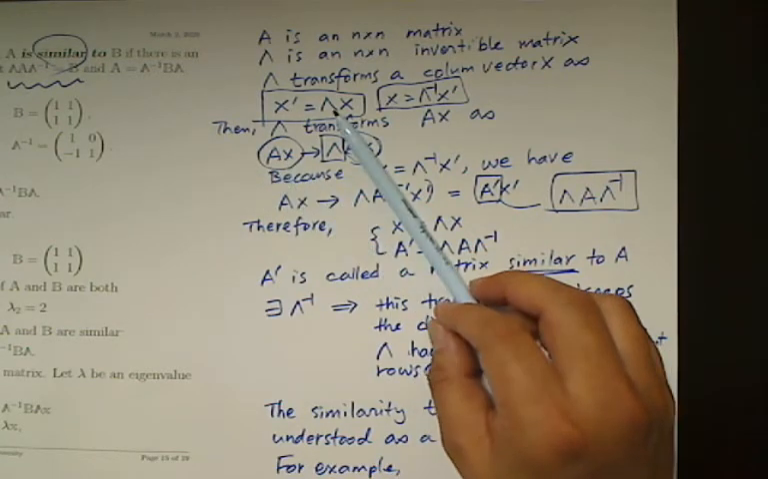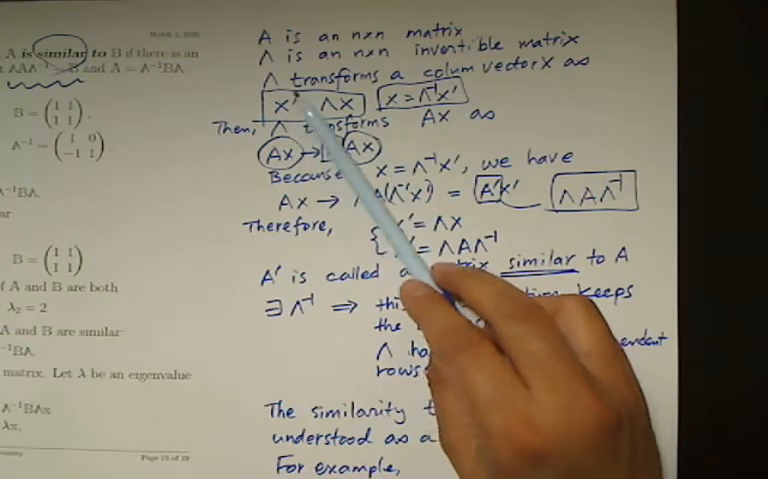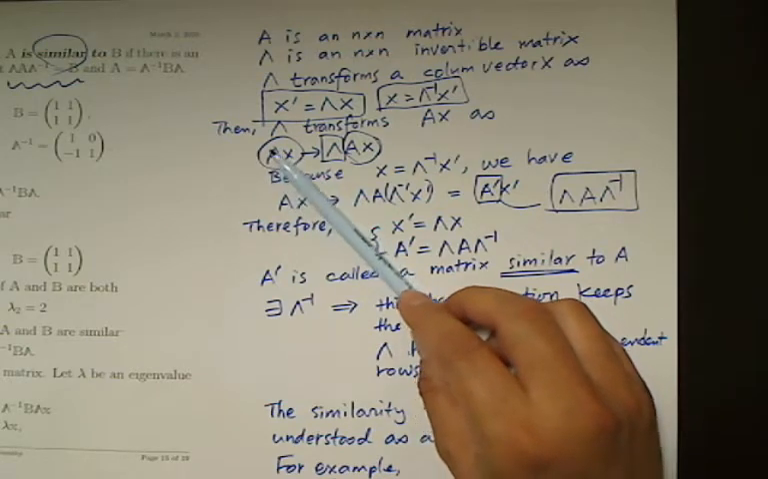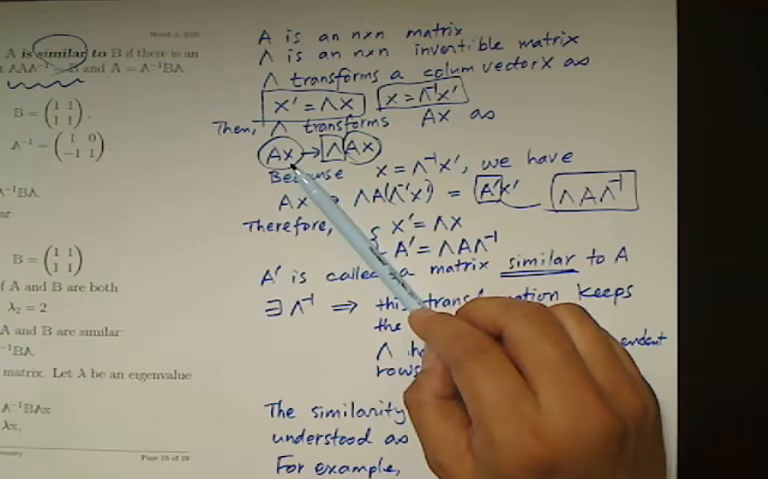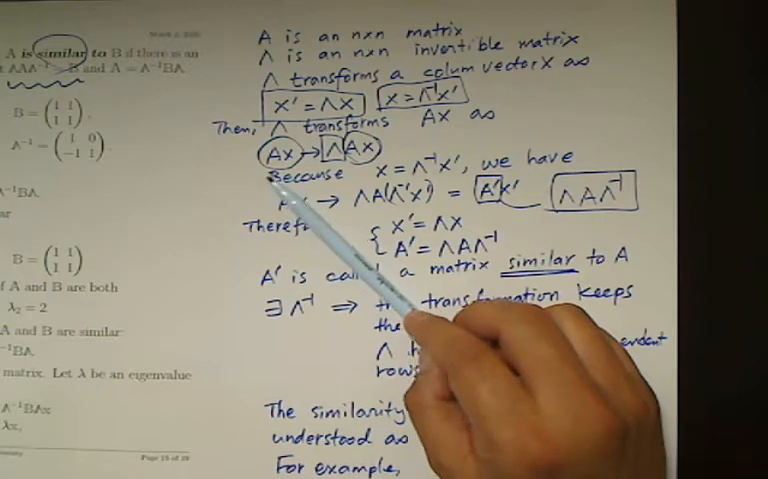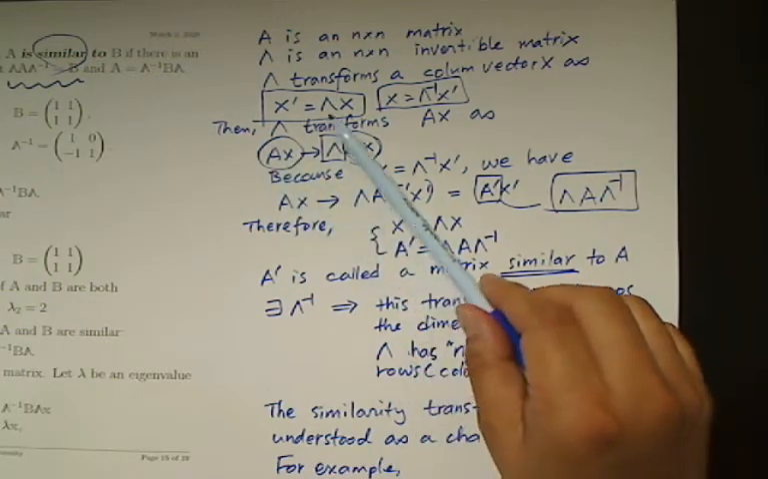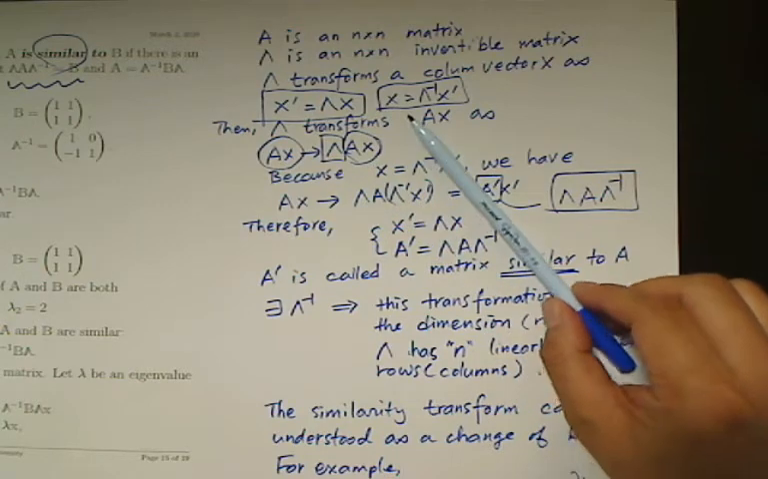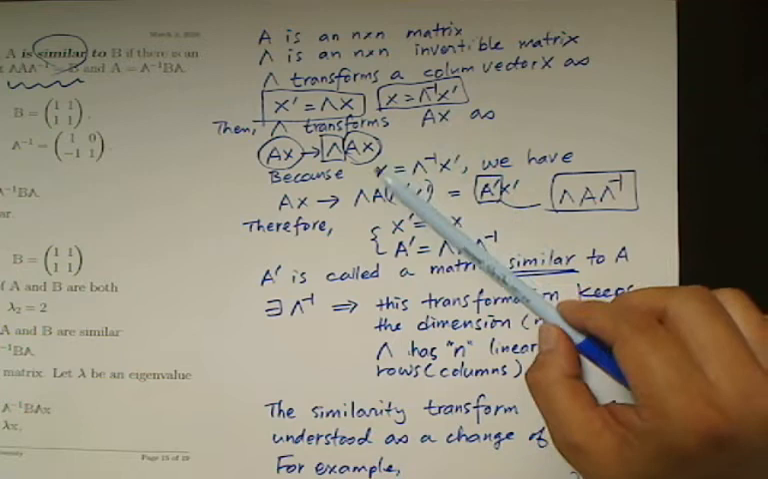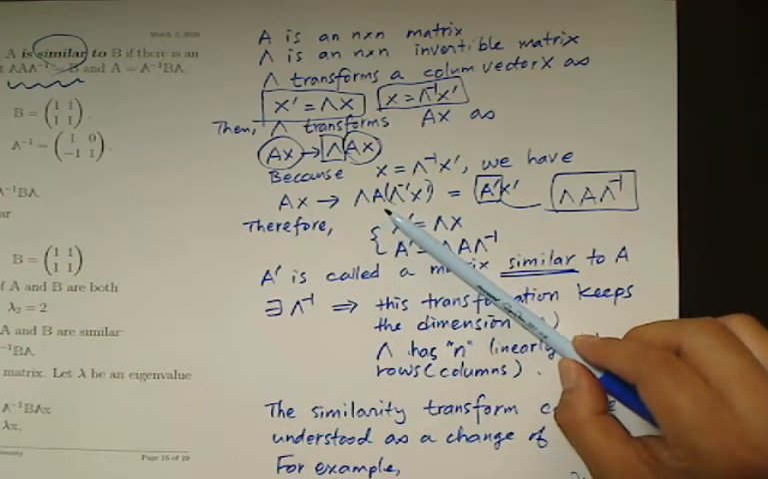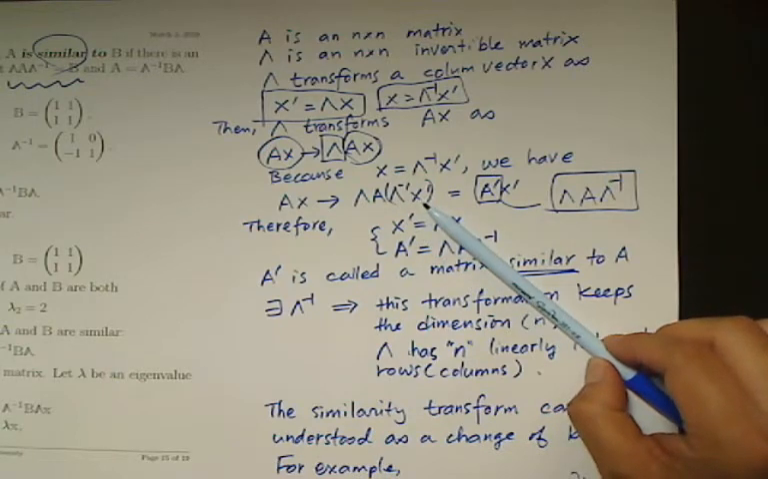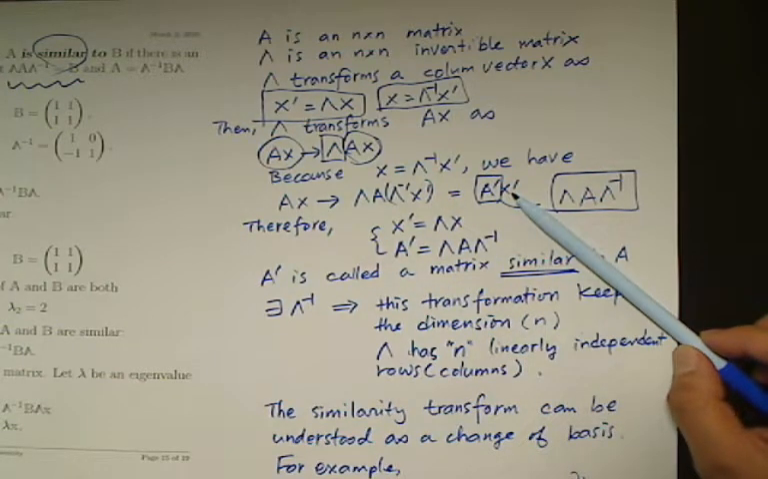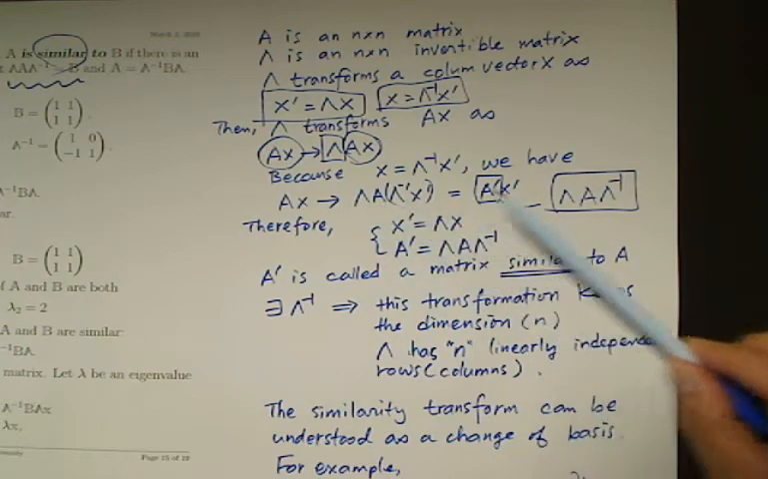Because lambda transforms a vector in this form by multiplying lambda to that vector, we notice that A times X is a vector, because A is a square matrix and X is a column matrix. So it is a column vector. This one behaves like X. Therefore, this one transforms into lambda AX. We substitute X equals lambda inverse X prime. That means AX transforms into lambda A lambda inverse X prime. Thus, AX transforms into A prime X prime, where A prime should be lambda A lambda inverse.